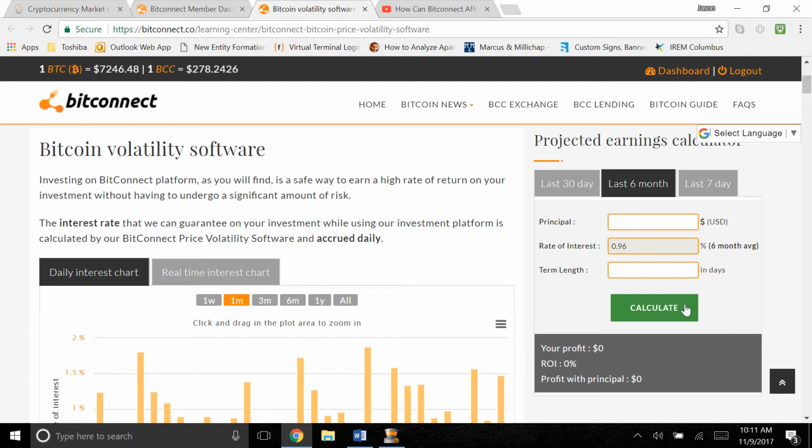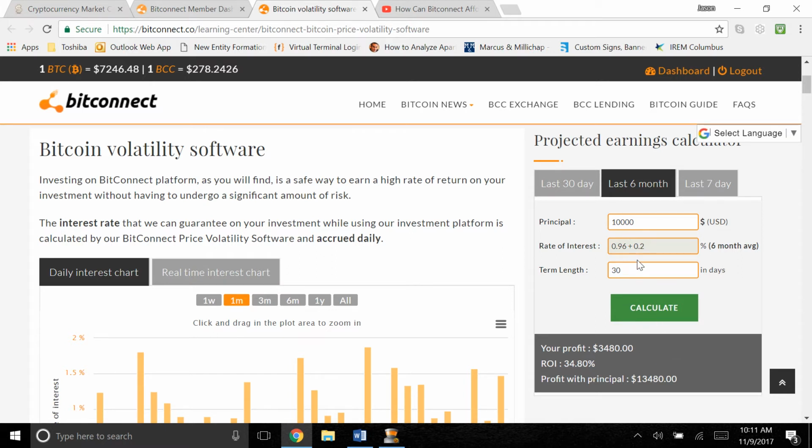If you can make a daily interest rate and compound your money at 1%, it's mind-boggling what that can turn into if you're consistent with it, right? As a matter of fact, we can do this based on the last 6 months average. Let's say you put $10,000 in for a 30-day time period. You'll be looking at a profit of $3,480, and that's a 34% ROI.